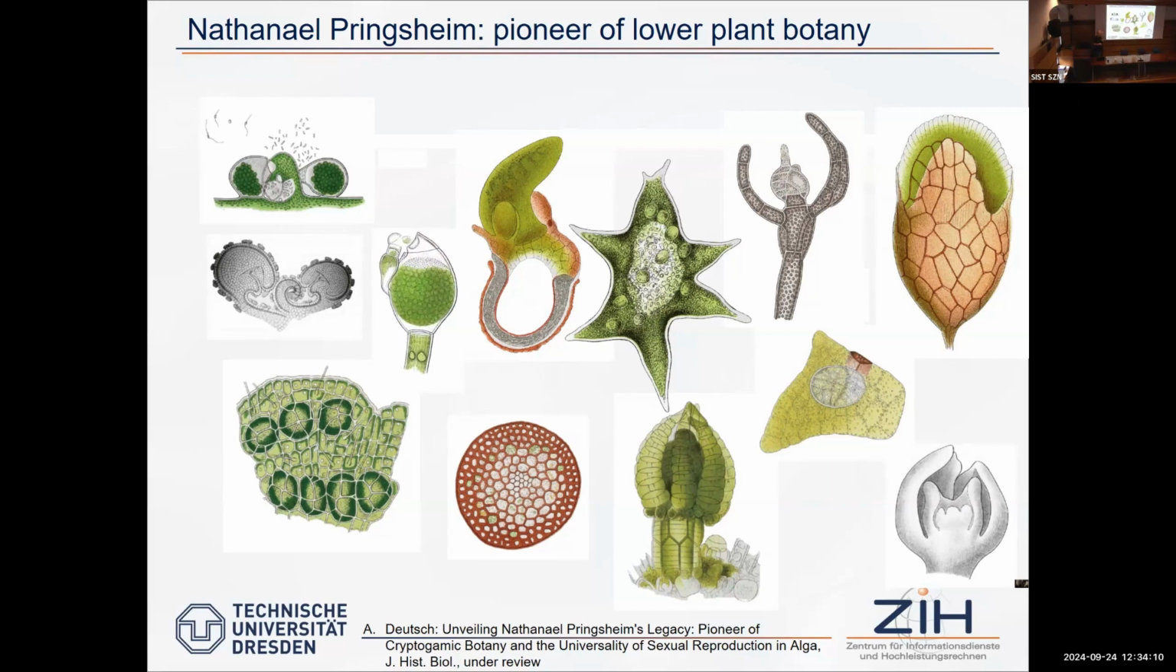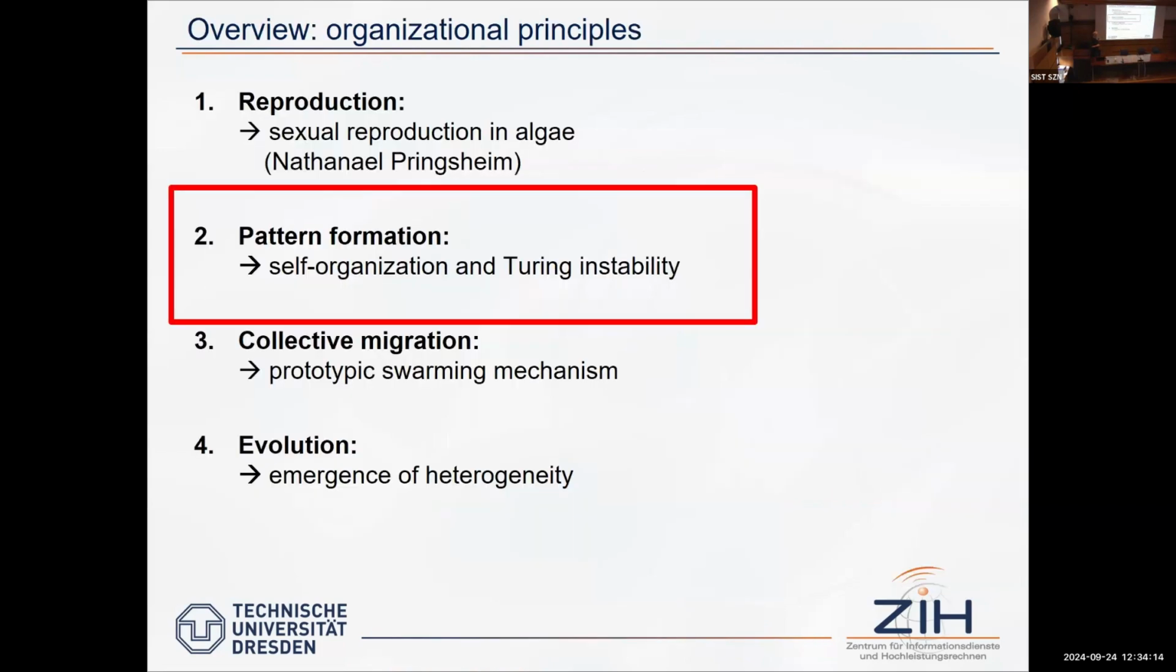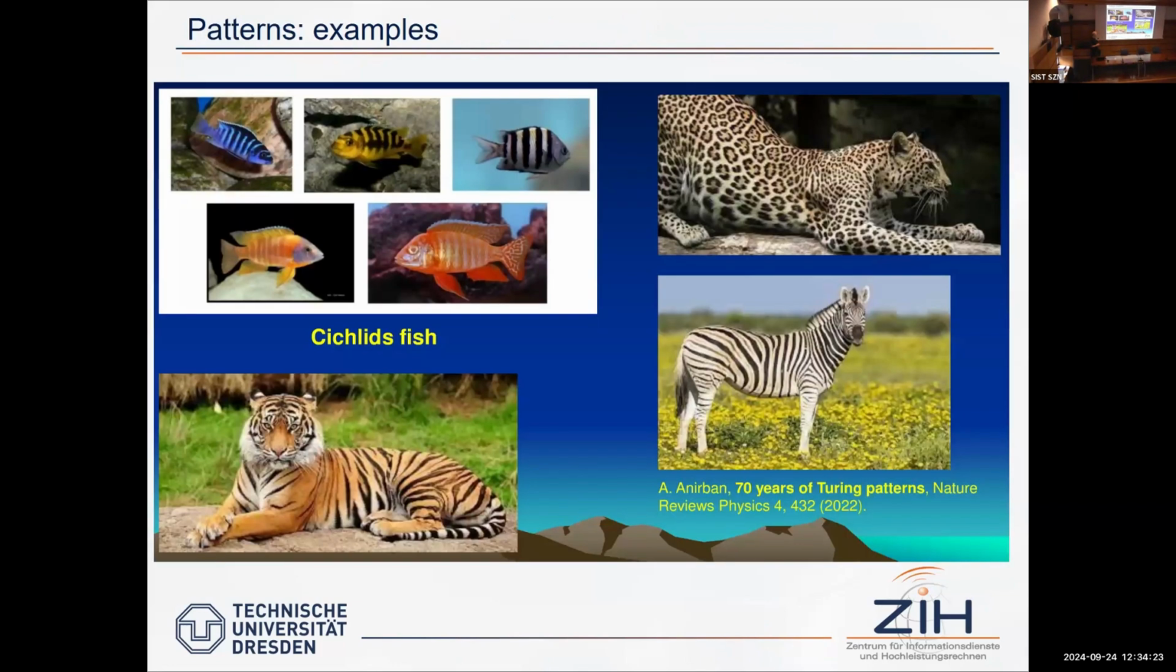And now I would like to shift gears and go to pattern formation. Patterns are abundant. Spatiotemporal patterns are everywhere, but the idea of how these patterns can be formed is only some years old. And we owe this idea to Alan Turing.